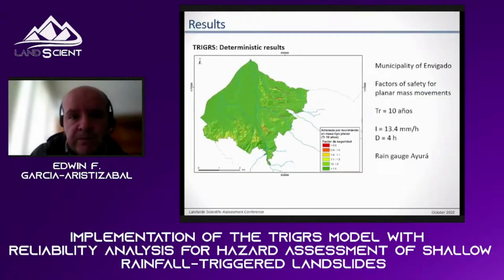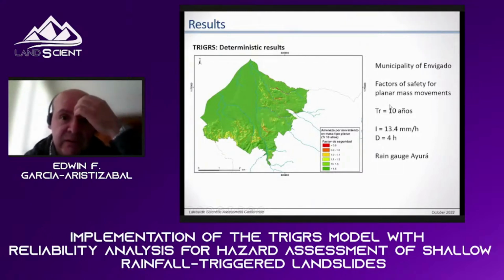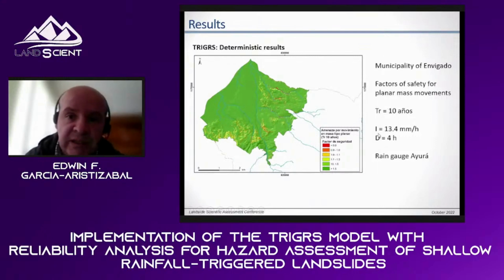The results. These are the results for the municipality of Envigado. We calculate, using the TRIGRS model, deterministic safety factors for a return period of 10 years, with intensity and duration obtained from the intensity-duration curve from a rain gauge located close to the area. And we get some safety factors less than 1 and very close to 1 in some areas that are related to larger slopes.